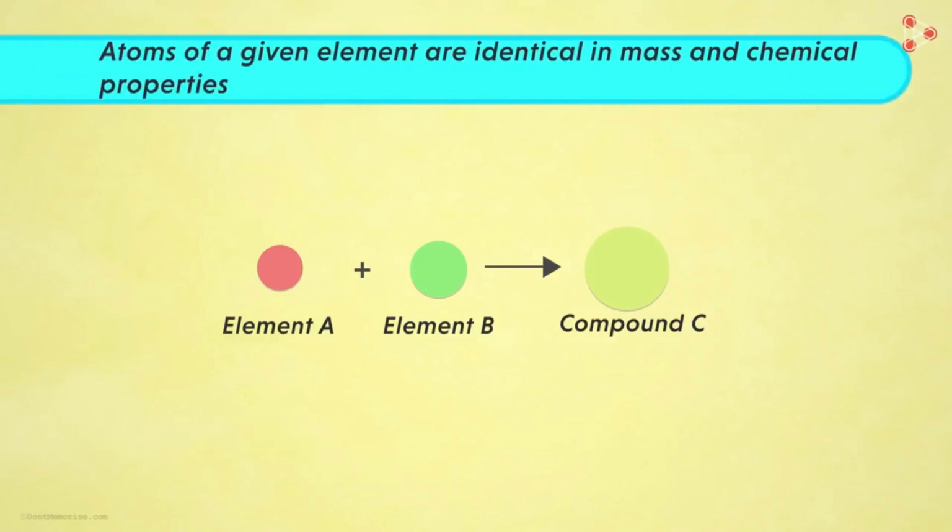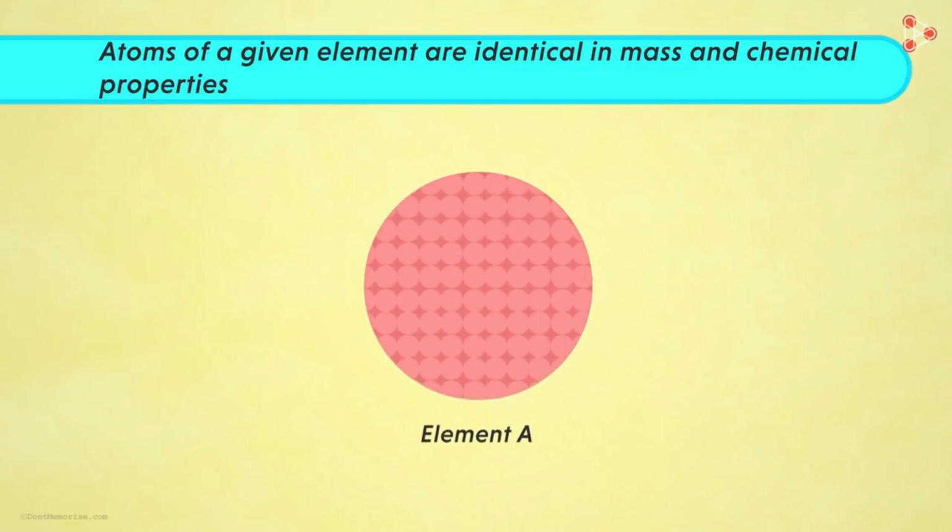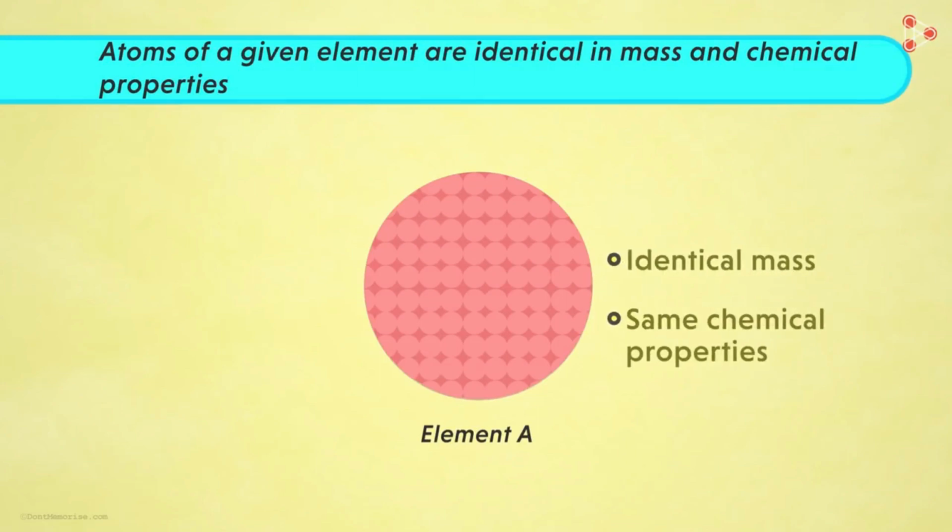Let's move on to the third one now. The third postulate states that atoms of a given element are identical in mass and chemical properties. If we zoom into the element A, we find all the atoms that make up element A are just the same. And in what sense are these same? The atoms have identical mass as well as chemical properties. In simple words, the third postulate states that all atoms of a given element are identical.